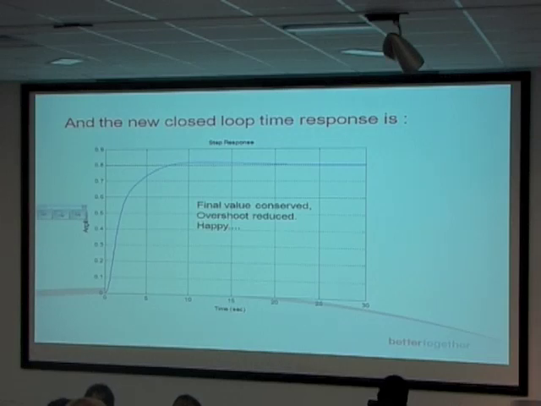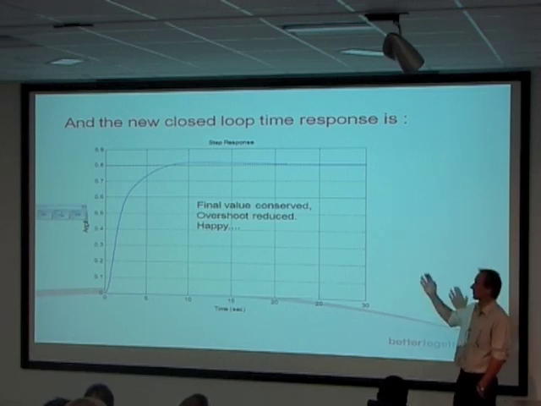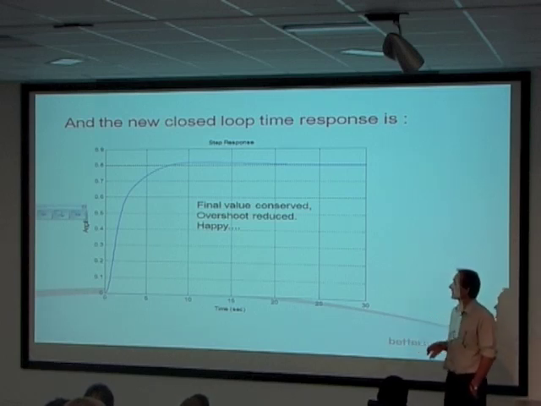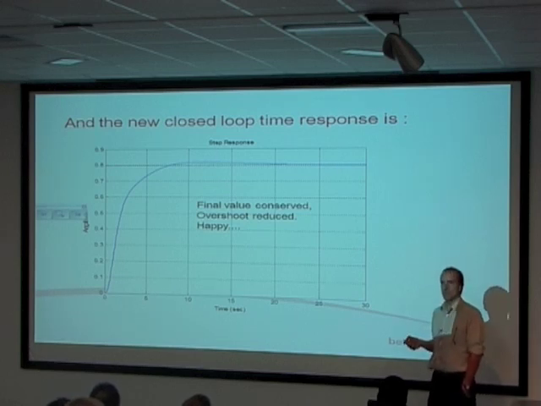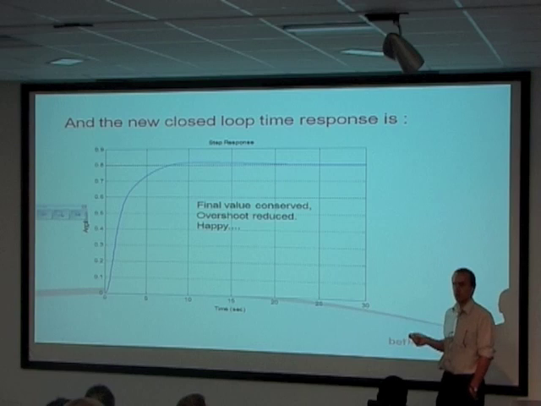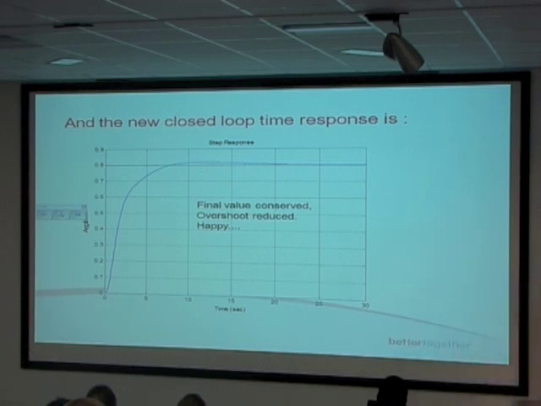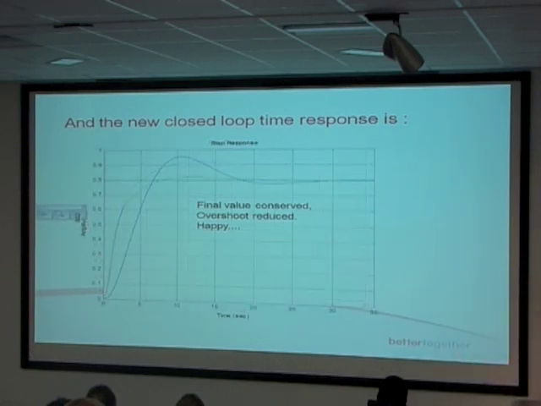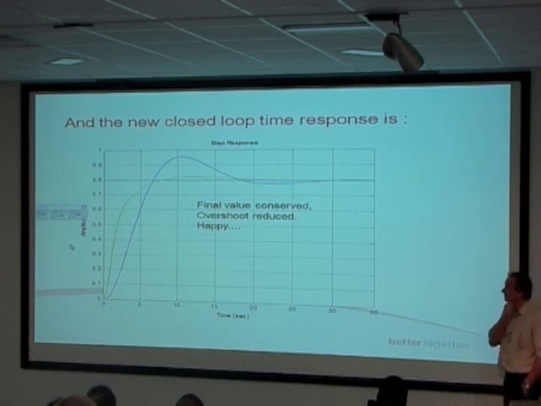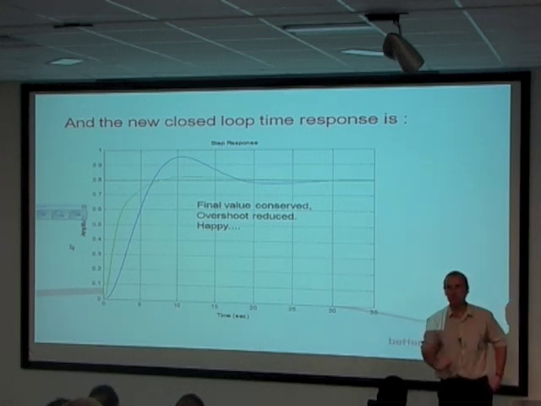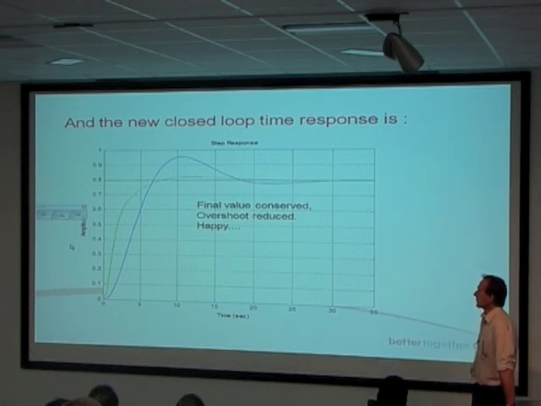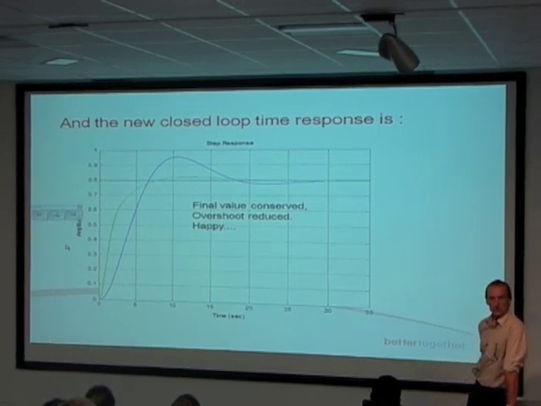This is me. I've got my final values conserved. I didn't draw your attention to it, but it was 0.8 in the first slide. But what's nice is I've managed to reduce that overshoot. I'll put the original one up as well. The blue one is the original closed loop time response. The green one is the one I've ended up with after designing and putting in my compensator.